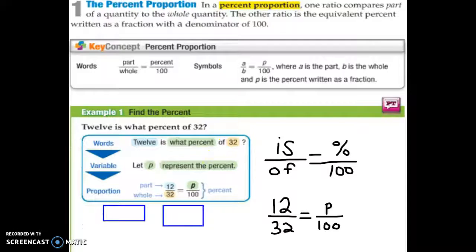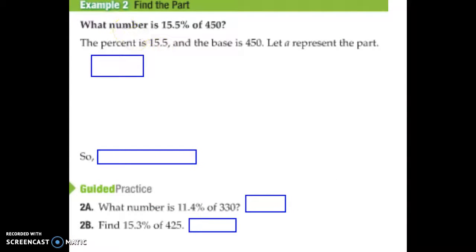Alright, let's do some more. I'm going to continue the is over of method. So here, I fill in my proportion with the blanks. 100 is always here. Okay, let's start over here. It doesn't matter which one you fill in first. Let's do the percent first this time. What's my percent? Well, it says 15.5. 15.5 is my percent. Alright, what's my of? Well, it says of 450. So 450 is my of.